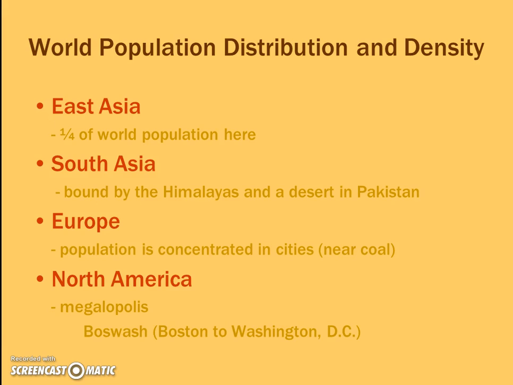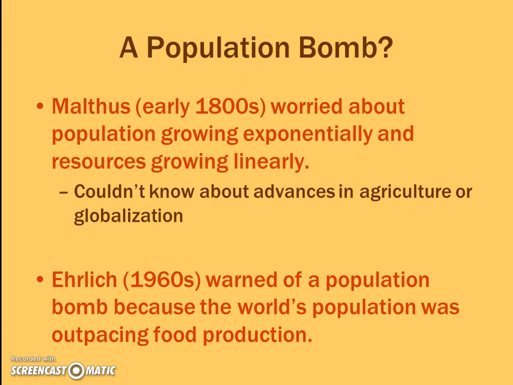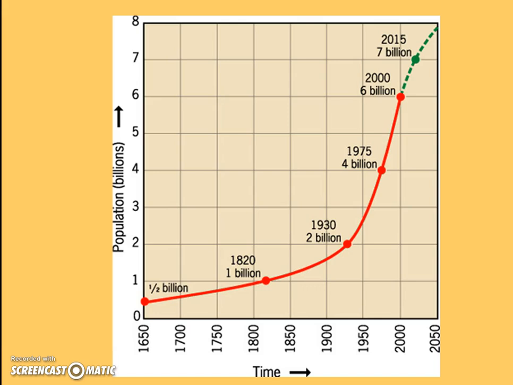The cities that make up Boswash are Boston, New York City, Philadelphia, Baltimore, and Washington, D.C. Malthus and Ehrlich are still important. This is called the J-curve for your population. I think you pretty much understand this. Again, the big point at which population started to increase is around the Industrial Revolution, and then it just kept going. That was that boom.